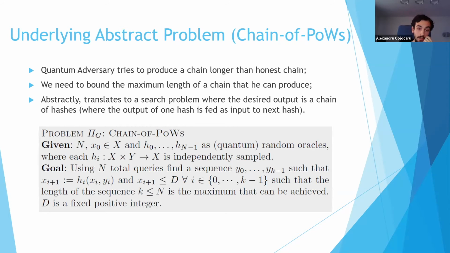And to be more precise, the problem, chain of PoWs, can be described as follows. So we are given n quantum queries and the starting point x0, as well as n random functions h0 up to hn-1, where each of these functions is independently sampled. Then the task is to find a sequence of length k, y0 up to yk-1, such that the following recurrence relation is respected: x_{i+1} is equal to h_i applied to x_i and y_i, and also x_{i+1} must be less than this parameter d.